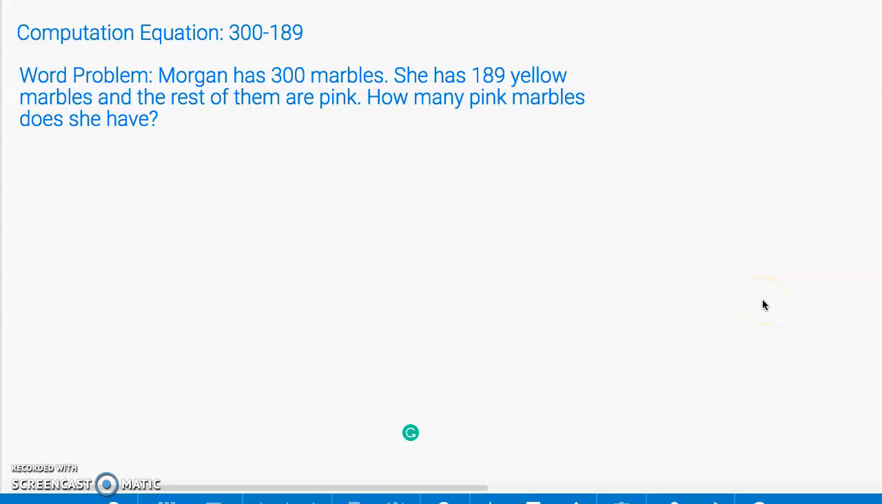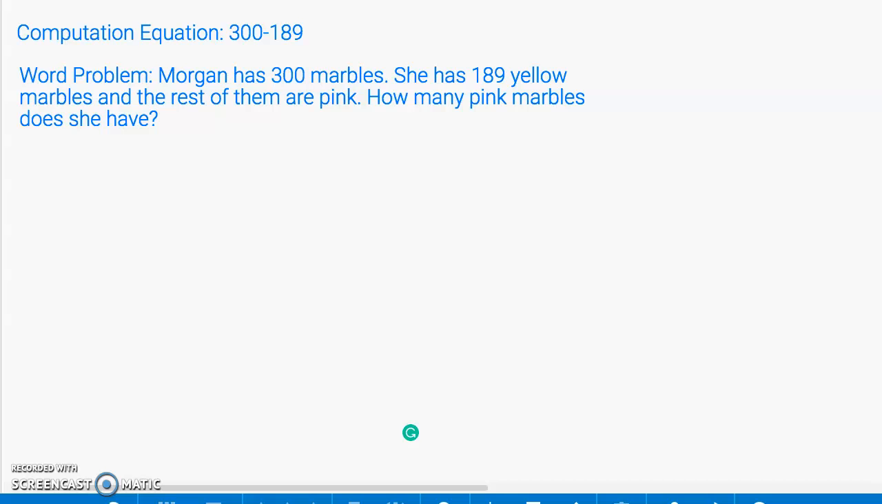Okay, my computation equation is 300 minus 189. Now we have a part whole, part unknown word problem, which is: Morgan has 300 marbles. She has 189 yellow marbles and the rest of them are pink. How many pink marbles does she have?